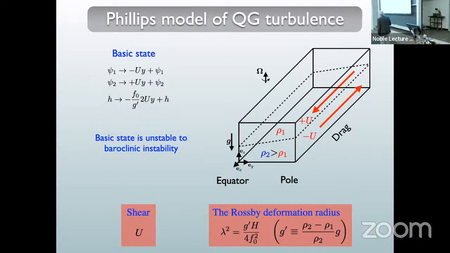And the second external parameter that we really introduced, that has to do with our basic state, is this U, if you want to call it the shear of the flow. So we impose the shear. So these are the two non-dimensional parameters that would be particularly important in this problem. We impose the mean shear, and there is a deformation radius which characterizes the structure of the two-layer problem.